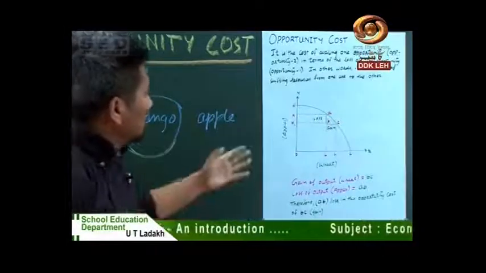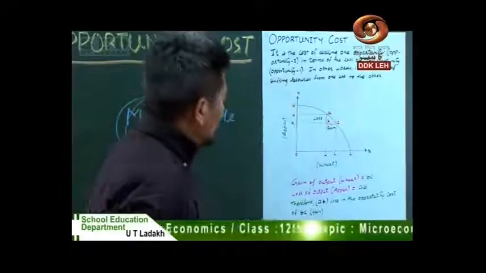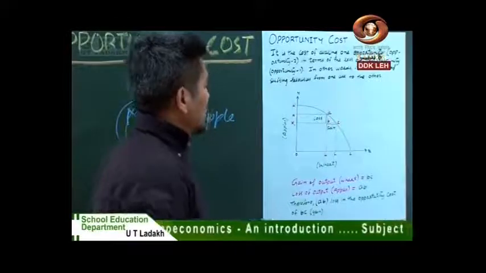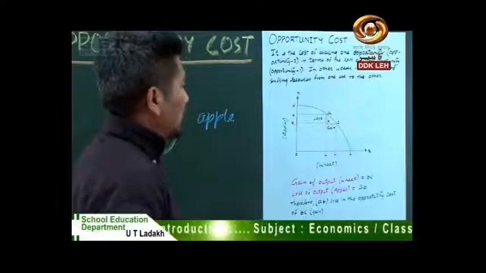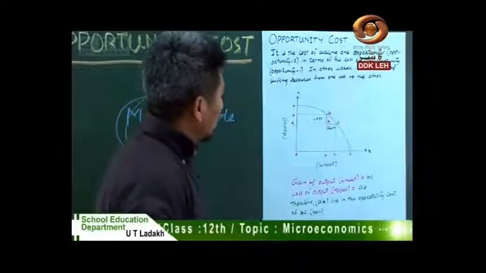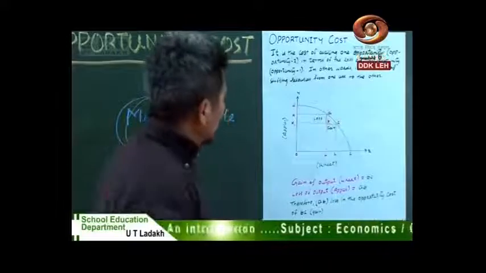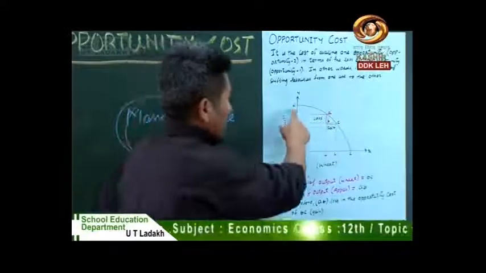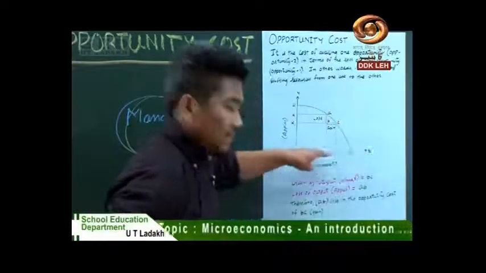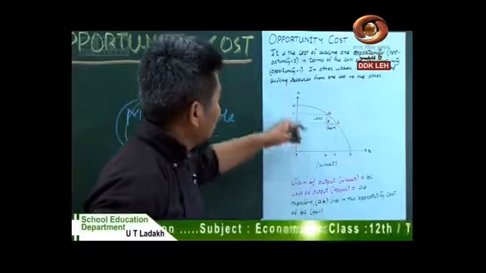Now moving towards the graphic part, I can explain it better with this graph. Here I have assumed that with some given resources I am producing wheat and apples. So again, AE is a production possibility curve. This is the x-axis, and on the x-axis I have measured wheat, and on the y-axis I have measured apple.